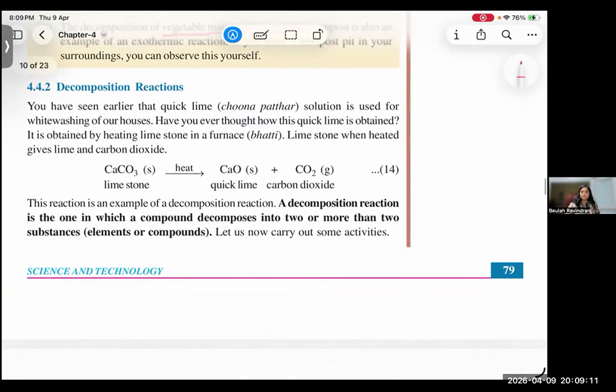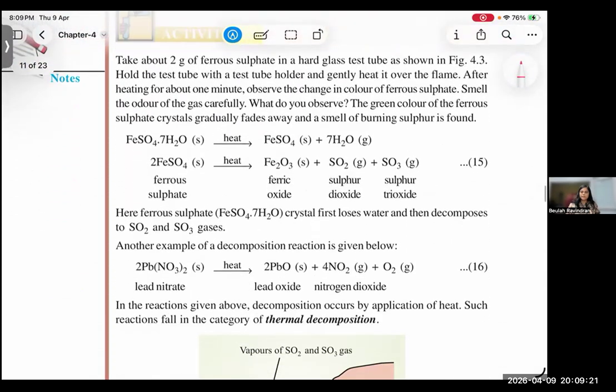Then decomposition reaction we saw, right? One reactant into two or more products. That also you know, right? Say this example, this also we saw. Do you remember that? Yeah. FeSO4 7H2O. If it is subjected to heat, it may lose water.